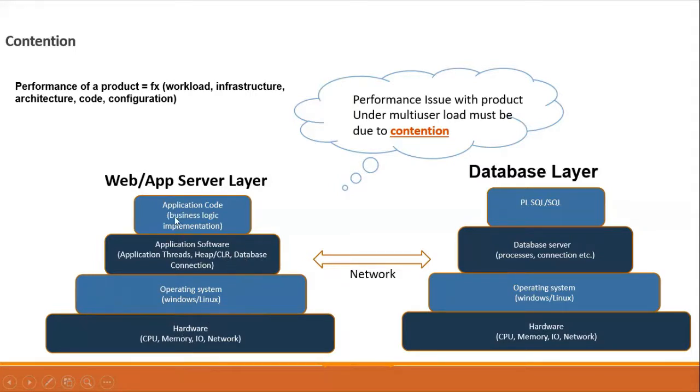Okay. So next is the business logic implementation, that is application code. Definitely, we can have multi-user performance issues. This layer definitely can contribute performance issues at multi-user. In similar lines, even for the database layer, this is quite common. These two layers play a similar kind of role, but there is only one difference between the web layer and the database layer, which is on the IO.